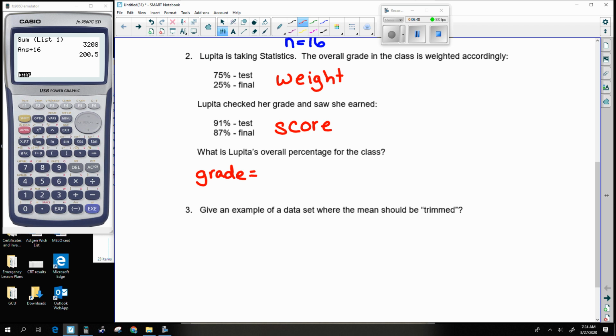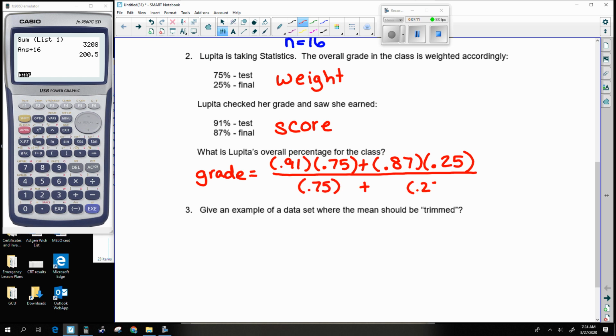And so I multiply the scores with the weights. So let's take the tests, score with the weight, plus the final, score with the weight. And I go through all the categories that are completely fulfilled, and I divide by just the weights. Get a top answer, bottom answer, and then divide the two. So the top answer is 91 times 75 plus 87 times 25.